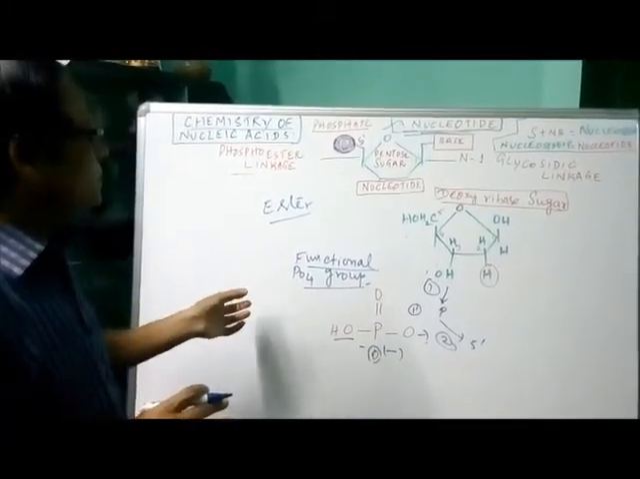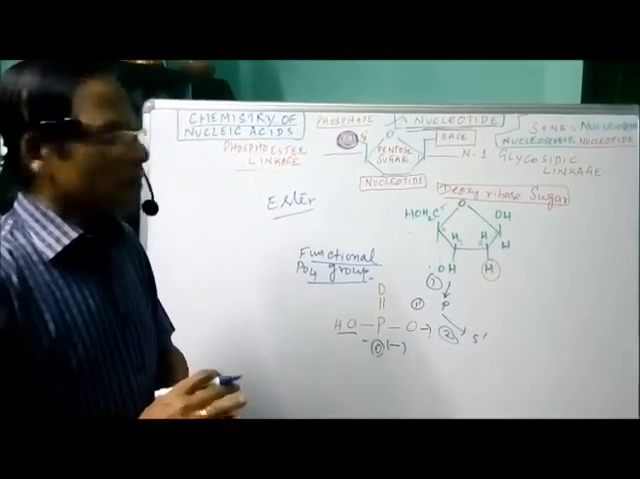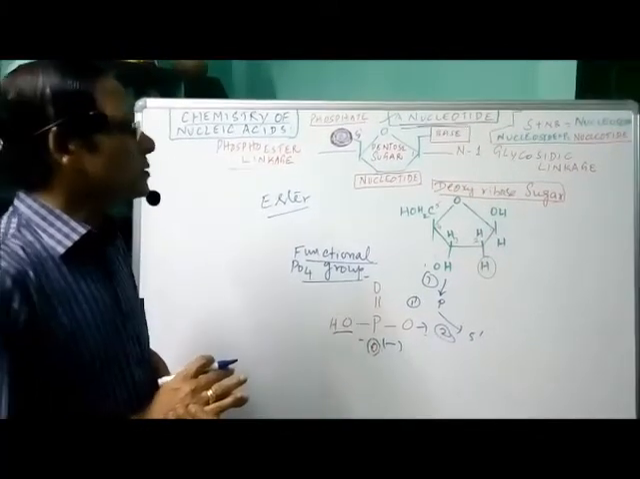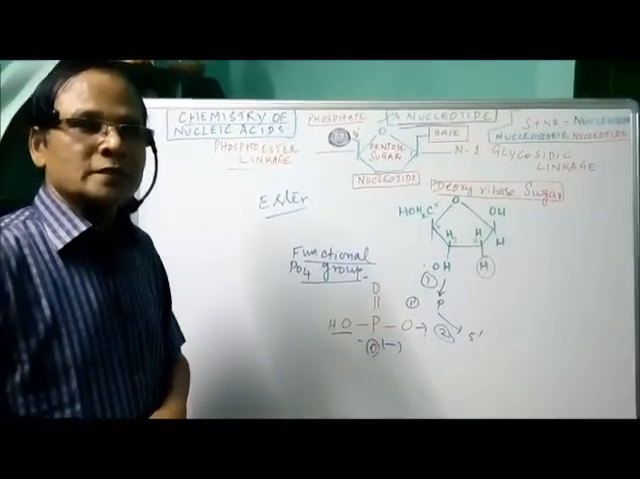So we have already seen the three components of a nucleotide: one, a pentose sugar; two, a nitrogen base; and the third one, a phosphate group or a phosphoric acid molecule.